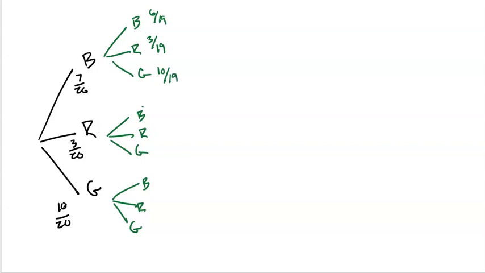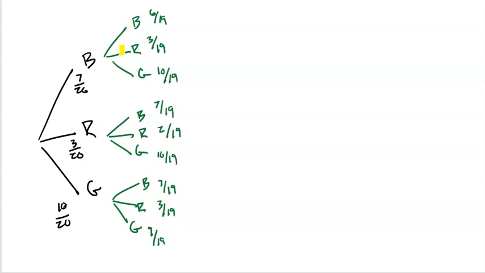Now, if the first one's red, there are still 7 out of 19 that are blue, 2 out of 19 that are red, and then green would still be 10 out of 19. If the first one's green, there's 7 out of 19 that are blue, 3 out of 19 that are red, and if that first one was green, now we got 9 out of 19 that are green.